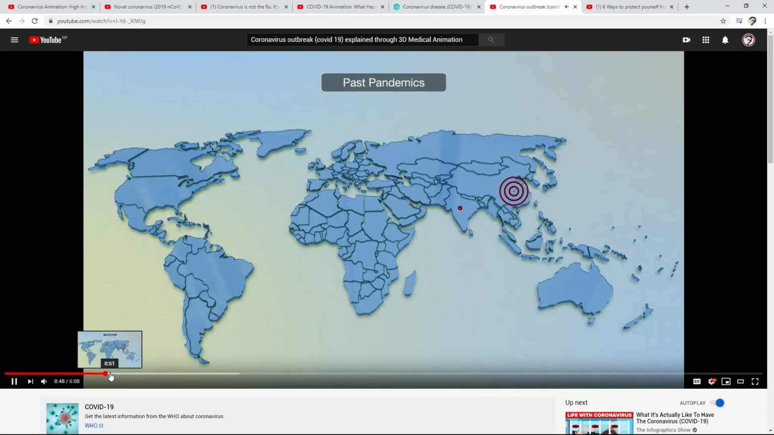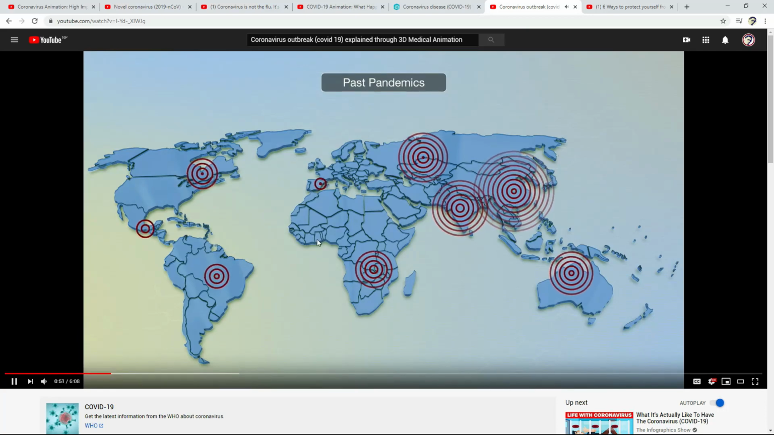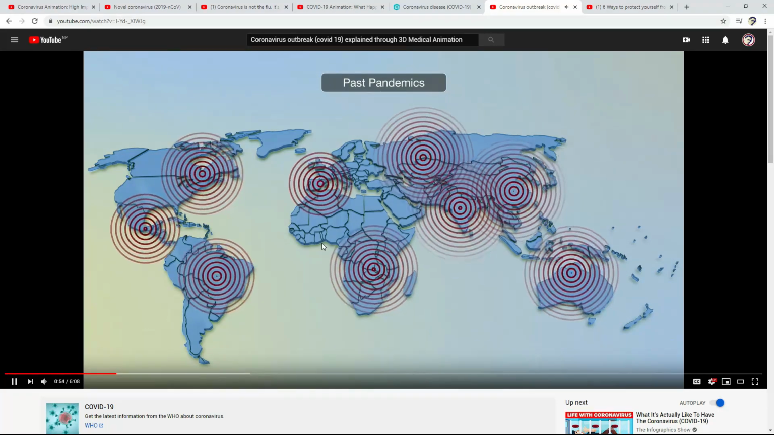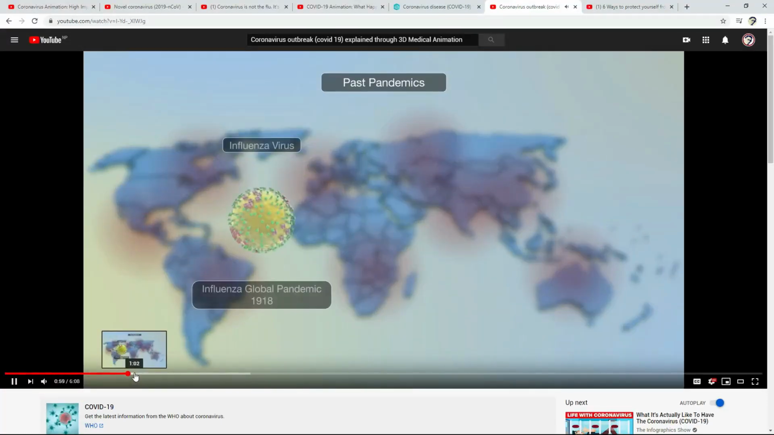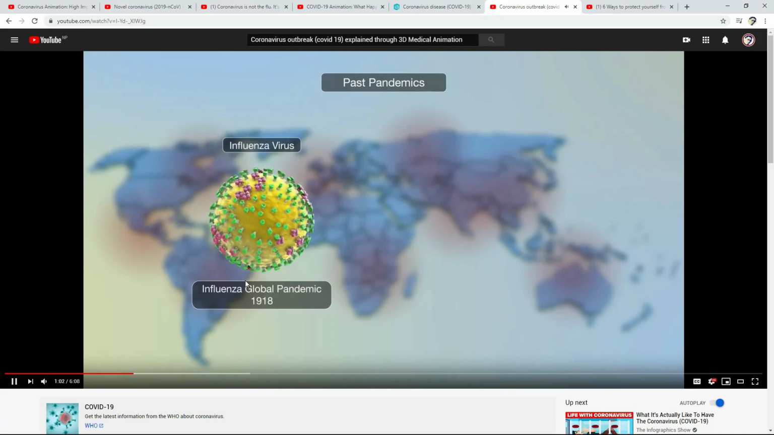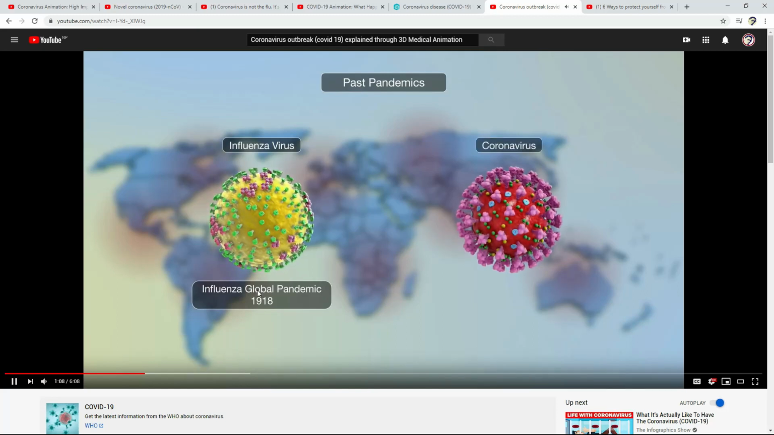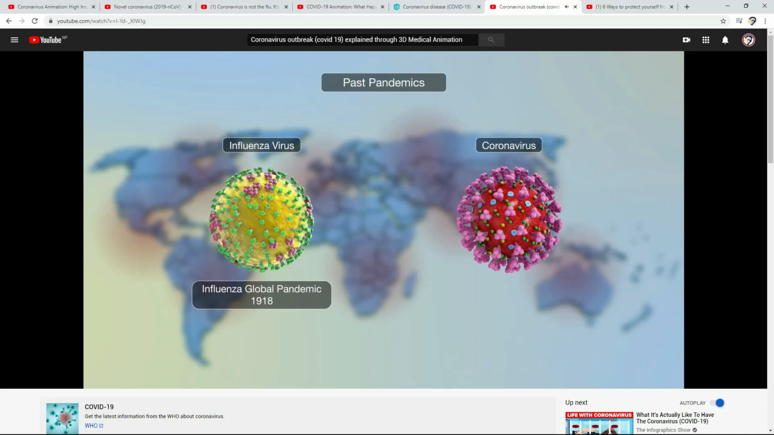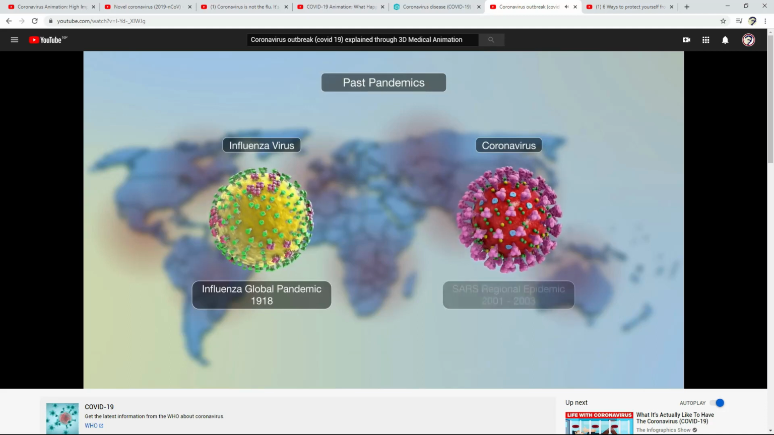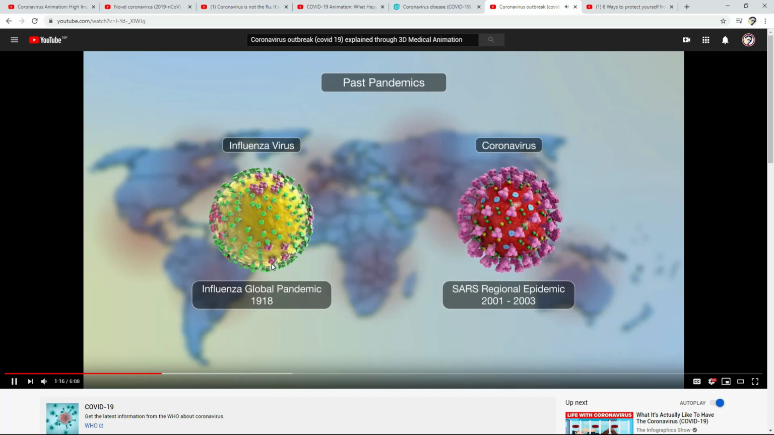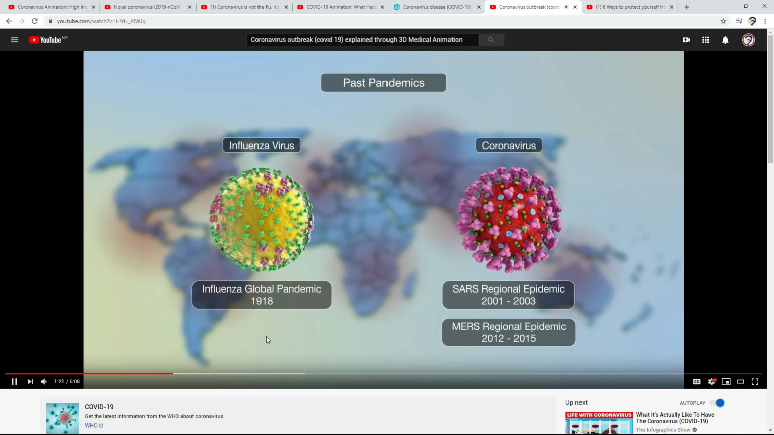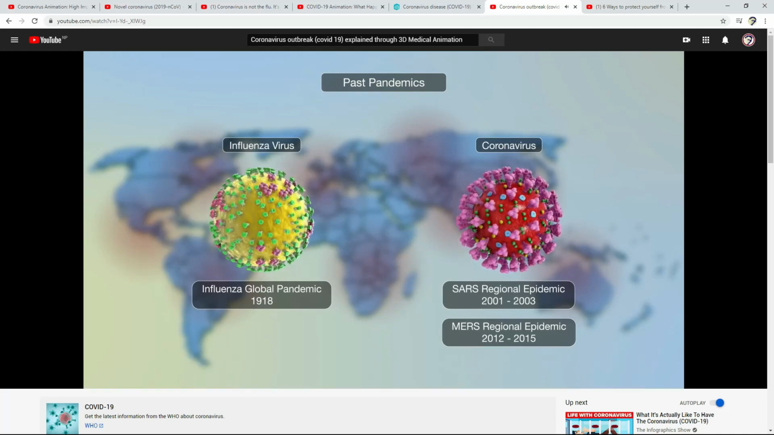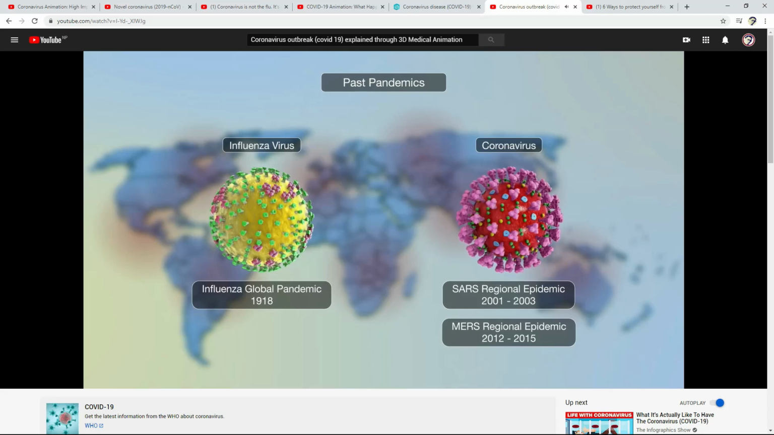Pandemics indicate outbreaks of disease that spread to cover an entire region or the world. A pandemic can result in massive loss of life. In the last 100 years, there have been 4 global pandemics, the worst with the 1918 influenza pandemic, resulting in an estimated 50 to 100 million deaths. While no global pandemic has been born from the family of coronavirus, 2 regional epidemics have resulted from this family of viruses. They include severe acute respiratory syndrome, or SARS, and Middle East respiratory syndrome, or MERS, in 2001 to 2003 and 2012 to 2015, respectively, and resulted in over 1,500 deaths.